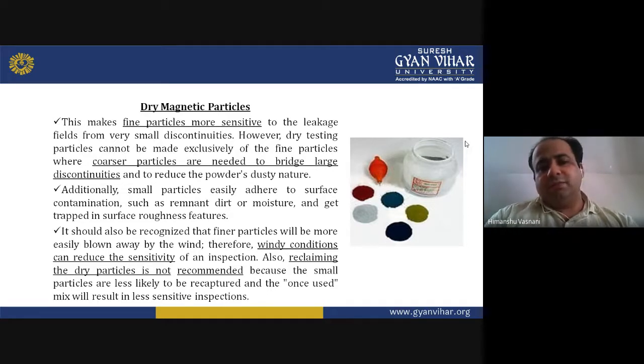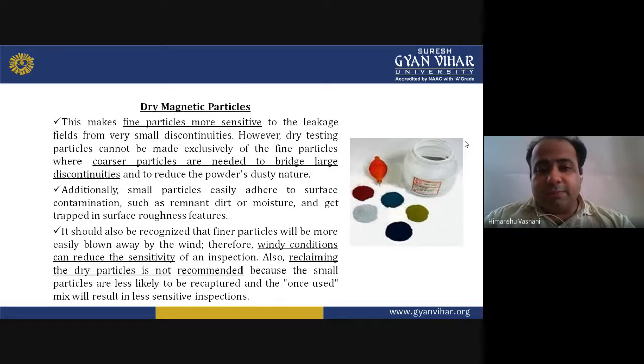Additionally, small particles easily adhere to surface contamination such as remnants, dirt or moisture, and get trapped in surface roughness features. It should also be recognized that the finer particles will be more easily blown away by the wind. Therefore, windy conditions can reduce the sensitivity of an inspection, because the particles may be blown away from the inspection area.